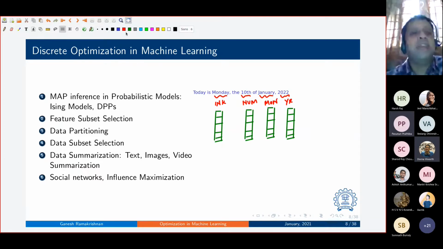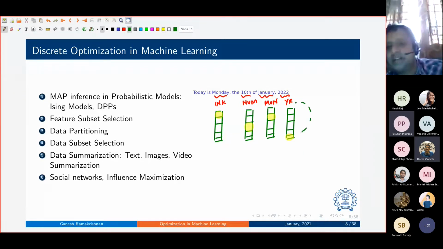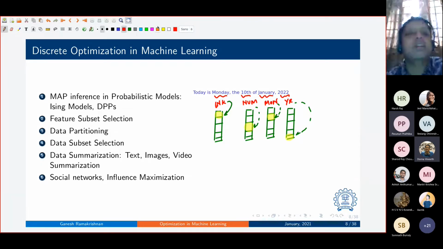The key here is to associate energy. So you'll have energy associated with this configuration, and let's say this is exactly the configuration that turns out to be. Let's say the year corresponded to the last entry, month corresponded to the second entry, num corresponded to the third entry, and wk, week, corresponded to the first entry. You want the energy connecting these dots together to be maximized as against some other energy configuration.